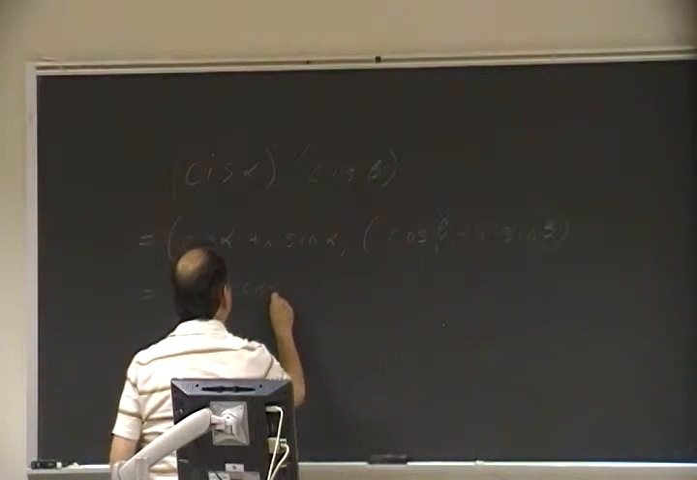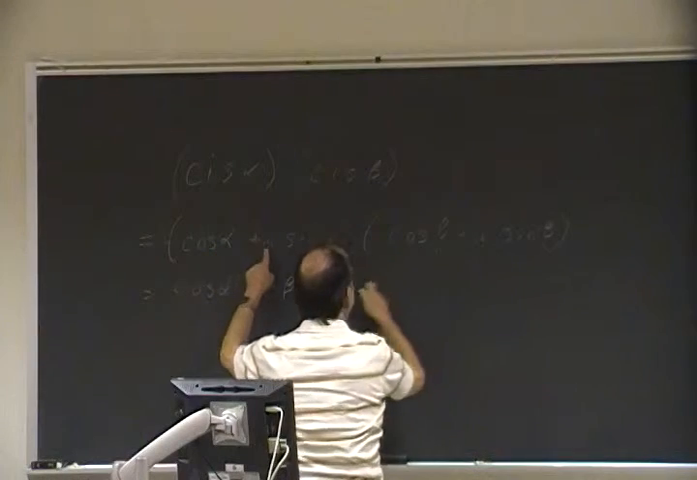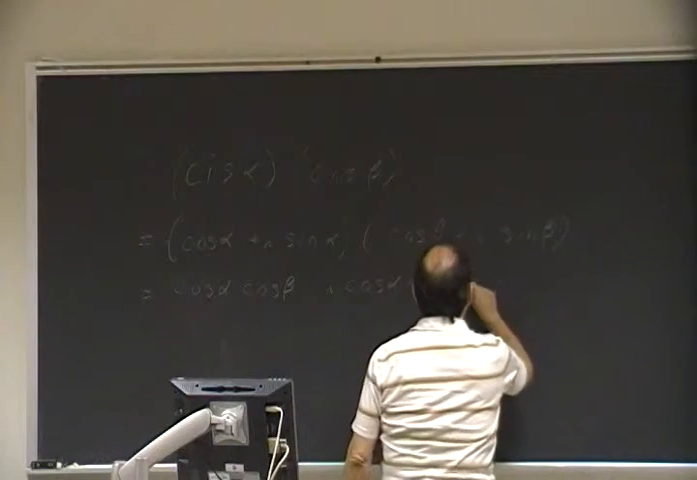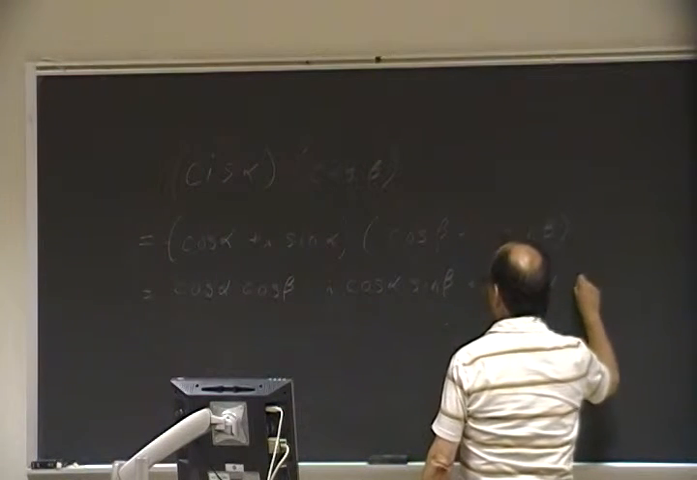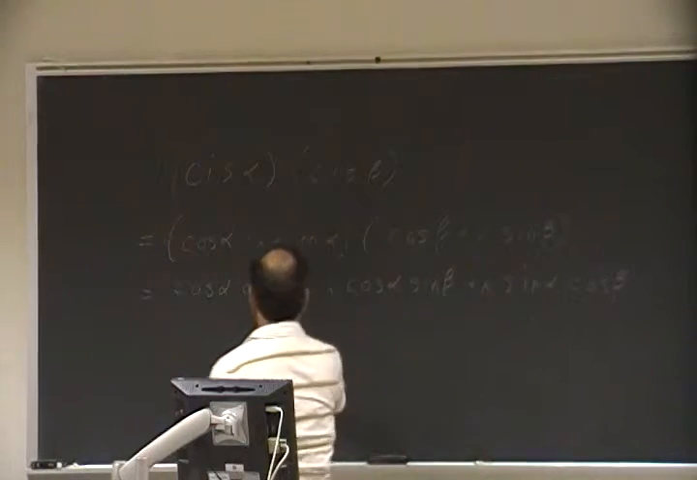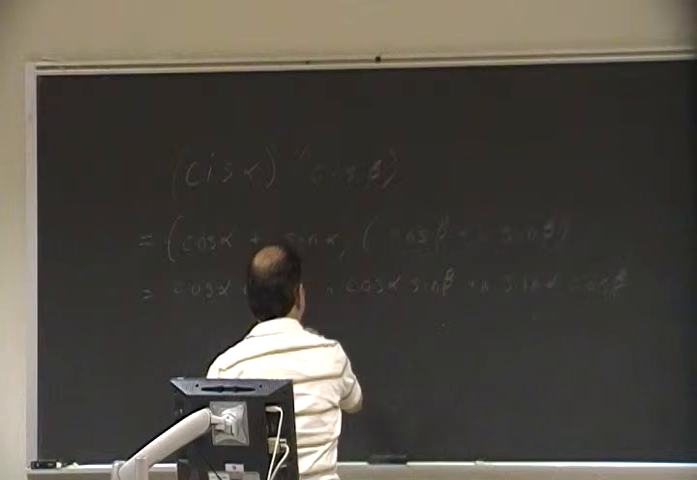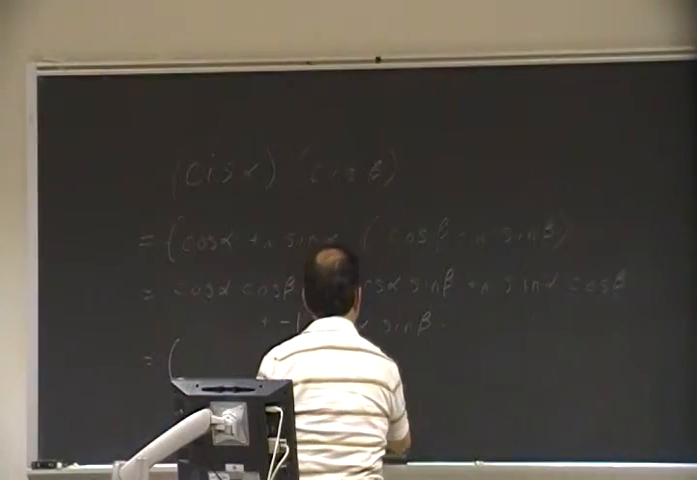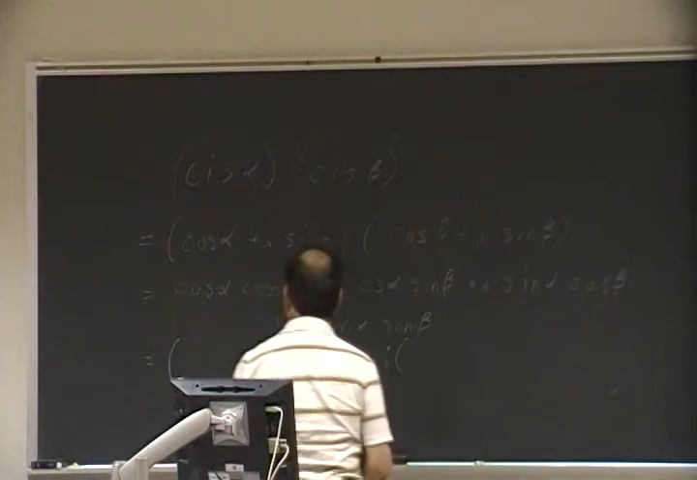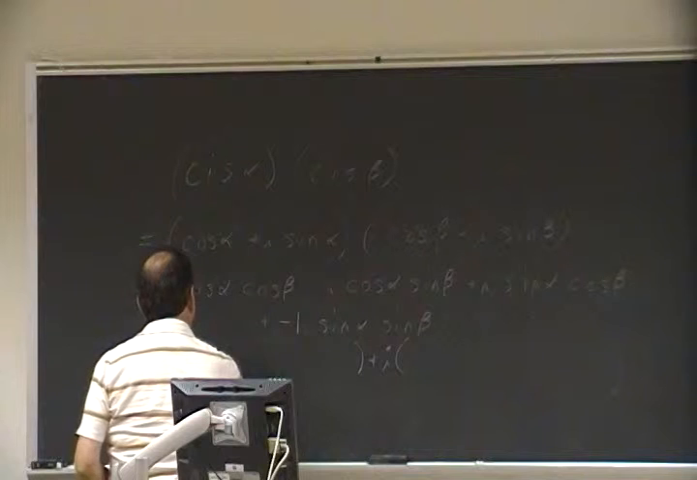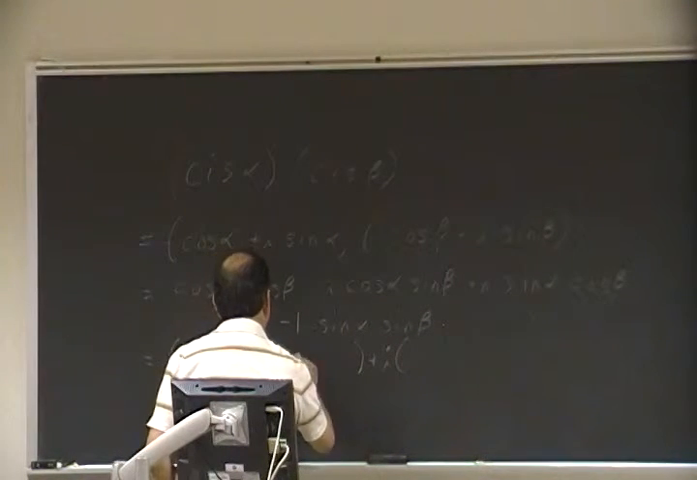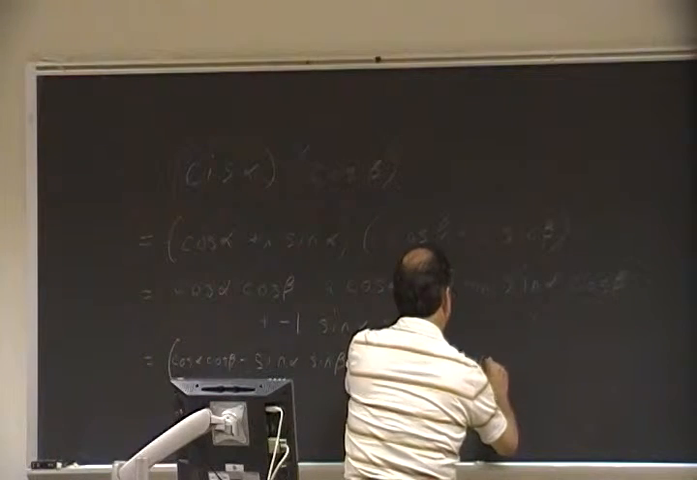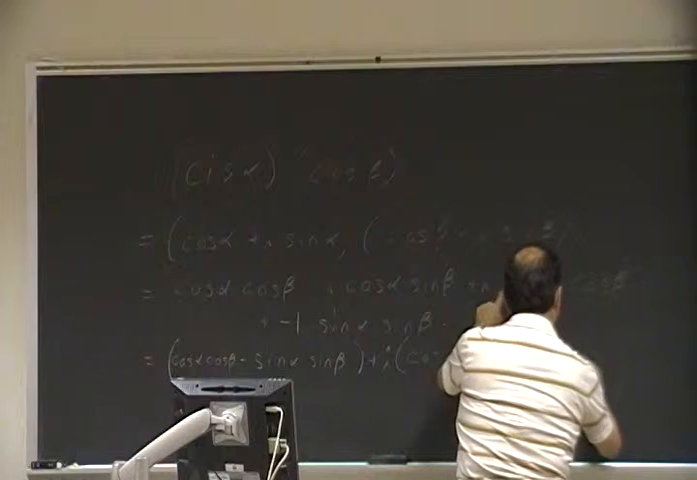Cosine alpha cosine beta. Outers is i cosine alpha sine beta. Inners, i sine alpha cosine beta, plus, i squared is a minus 1, sine alpha sine beta. And now we group them into the real part and the imaginary part. Cosine alpha cosine beta minus sine alpha sine beta. Cosine alpha sine beta plus sine alpha cosine beta.